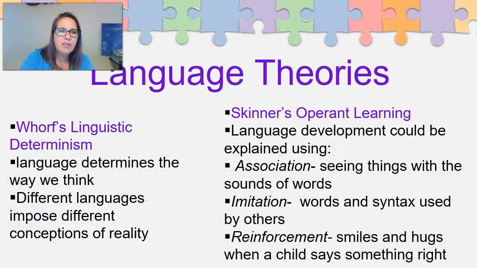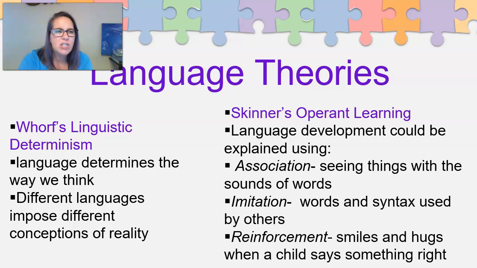So there's a couple of theories on how language develops that you do need to know. Benjamin Whorf's theory is called linguistic determinism. And he says that language determines the way that we think. And he said that different languages give us a different idea of reality.